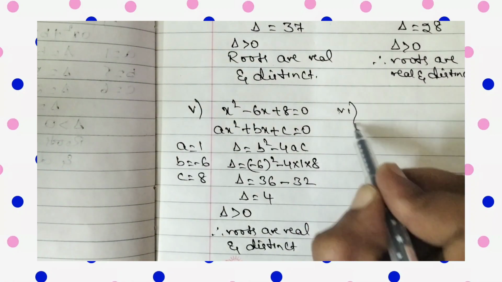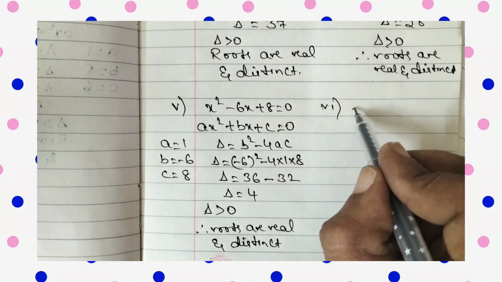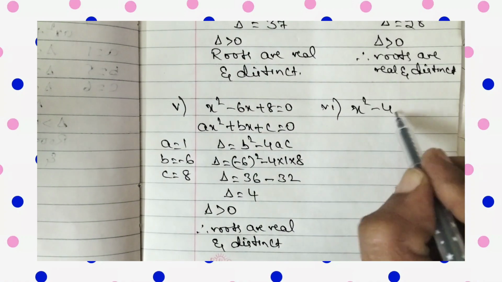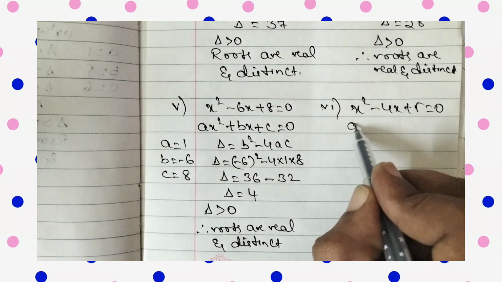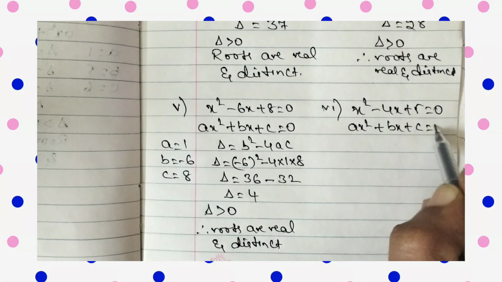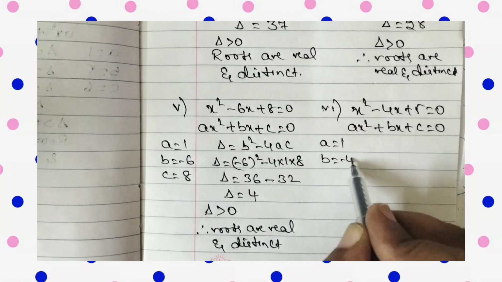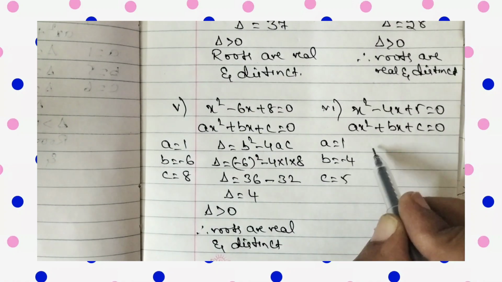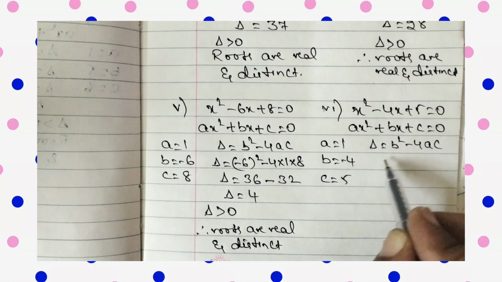So now let us solve question number 6. In question number 6, they have given x square minus 4x plus 5 is equal to 0. Compared to the standard form ax square plus bx plus c is equal to 0, a is equal to 1, b is equal to minus 4, c is equal to 5. Delta is equal to b square minus 4ac.